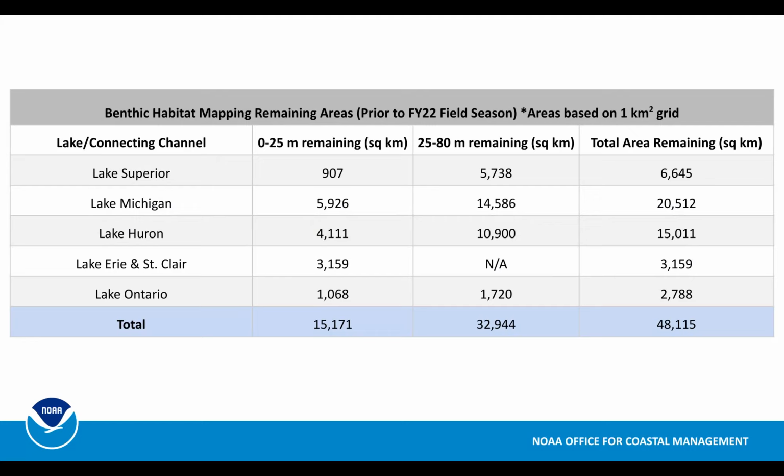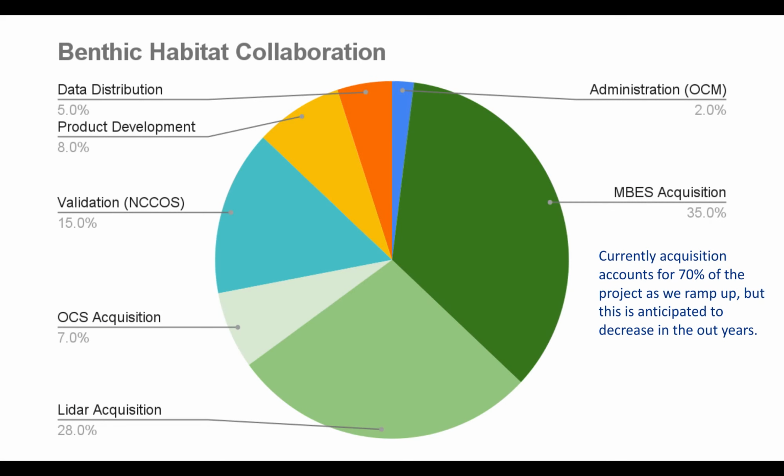And if we look at each of these lakes, Lake Superior, Michigan, Huron, Erie, and St. Clair together, as well as Lake Ontario, in total, and again, prior to our FY22 field season, we have over 48,000 square kilometers remaining for new benthic habitat mapping and high resolution bathymetry data collection. So as part of this project, it's not only about acquisition, but also doing validation work, product development, and of course, distributing the benthic habitat classification products.